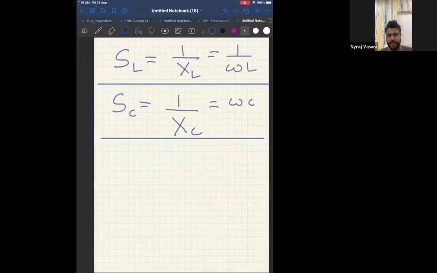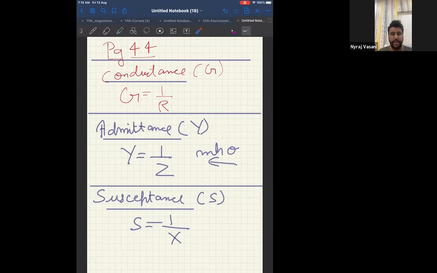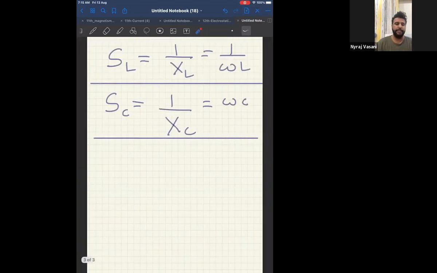So again, let us do a recap. Listen to this. The first thing that we have learned is what is conductance, reciprocal of resistance. Then we have learned what is admittance. Then we have learned what is susceptance. So three things first. Reciprocal of resistance is called conductance. Reciprocal of impedance is called admittance. And reciprocal of reactance is called susceptance. Unit of all three can be written as mho or ohm inverse. And since susceptance is reciprocal of reactance and reactance is of two types, I have inductive reactance and capacitive reactance. Therefore, 1 upon inductive reactance is inductive susceptance, and 1 upon capacitive reactance is capacitive susceptance. Is this much clear?